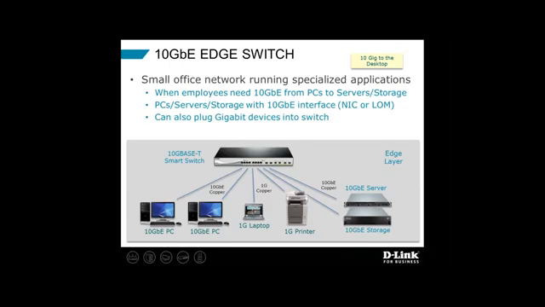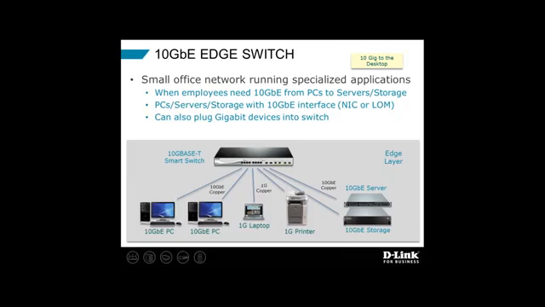Maybe they are doing video editing and they have large files going back and forth from their PCs to the servers and the storage, or medical imaging files, or CAD files. Could be a variety of different applications, but the point here is that out at the edge layer we need 10 gig connectivity from the workstations to the servers and the storage.